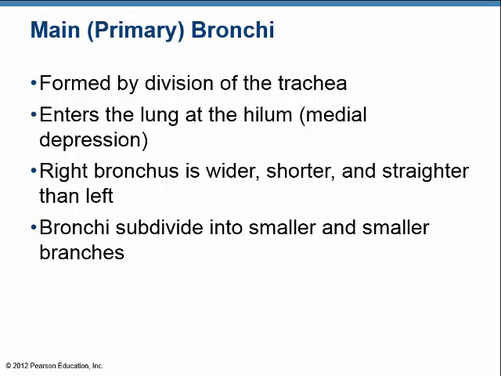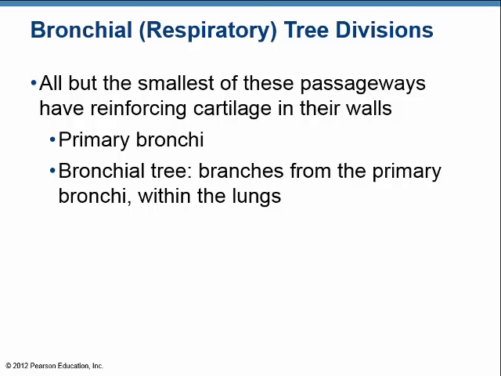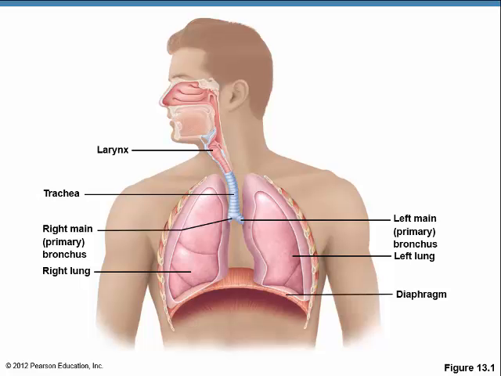The primary bronchi branch into subdivisions, which also branch, so that the bronchial tree gets subdivided into smaller and smaller branches. All but the smallest of these branches have reinforcing cartilage in their wall. So we start with a primary bronchus, and the primary bronchus enters each lung. The rest of the bronchial tree is contained within the lung.